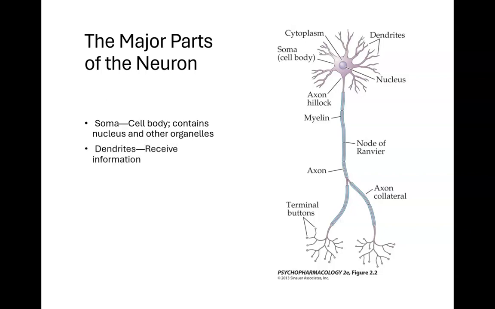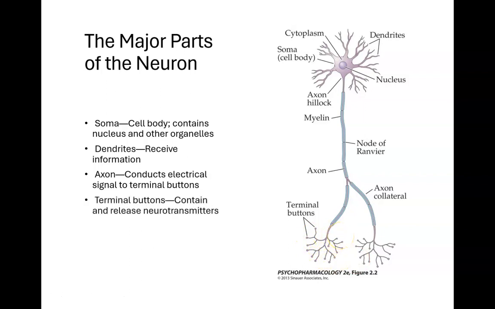Then we have our dendrites. Dendrites are designed to receive incoming information from other neurons. And then we have the axon, which you can see right here. The axon is basically there to transmit information. It's going to conduct an electrical signal all the way down to the terminal buttons. And ultimately, these terminal buttons contain neurotransmitters, and they're going to release those neurotransmitters into what is called a synapse so that information can be communicated to other types of neurons.